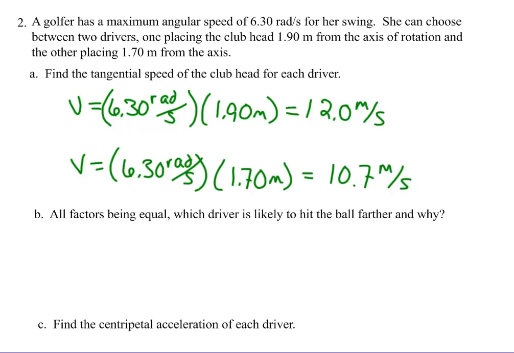If we look at B, which driver is going to allow the golfer to hit the ball farther and why? Well, hopefully it would make sense that the longer club having a larger velocity is going to be able to transmit the momentum it has to the ball and give the ball a larger velocity, which would then allow the ball to go farther. So now we're bringing in momentum and taking advantage of what we know about that to find out a projectile distance.